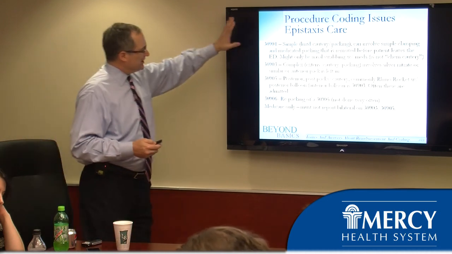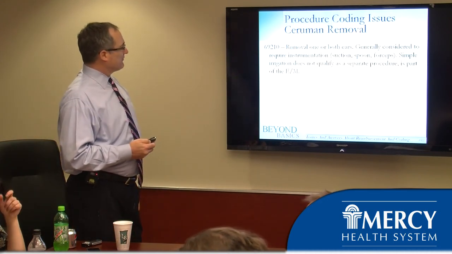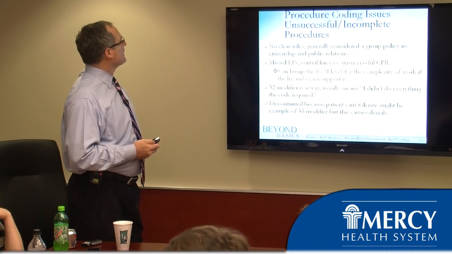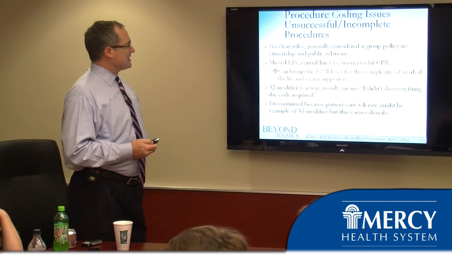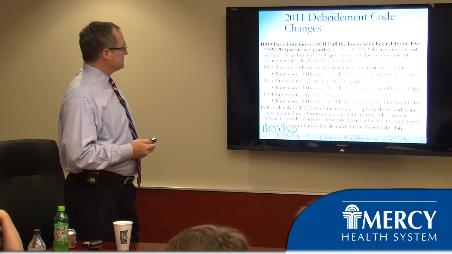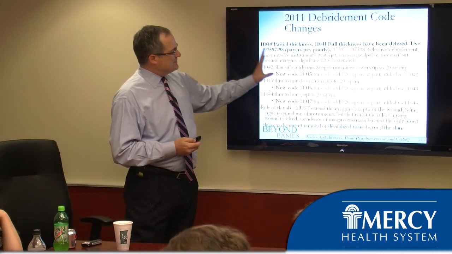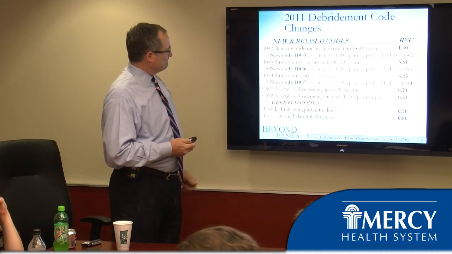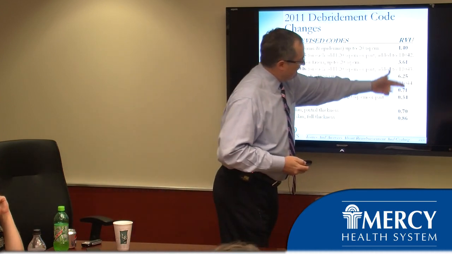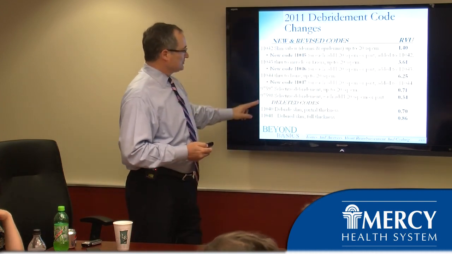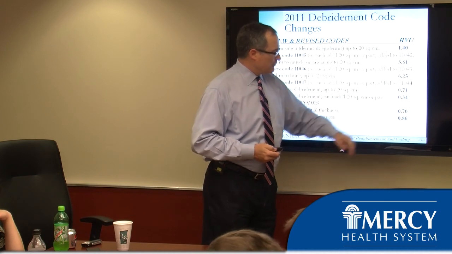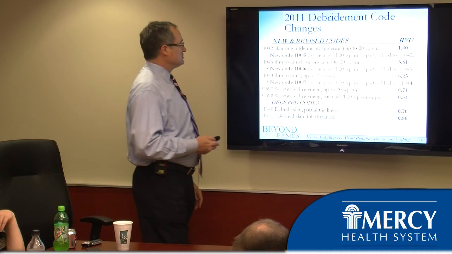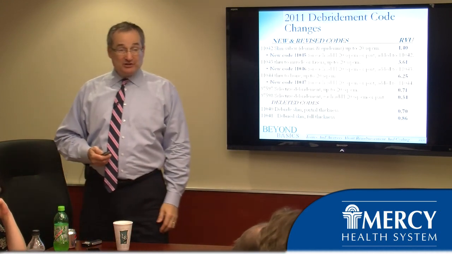Epistaxis, this is a coding issue I'm not going to cover with you guys. That also is a separate coding question. What about incomplete procedures? We talked about the debridement already. There are separate codes for debridement. Here's what they pay: significant RVUs beyond the old codes where I had only 0.7 or 0.86. Now I've got from 1.4 as much as 6.25 if I'm debriding down to the bone.